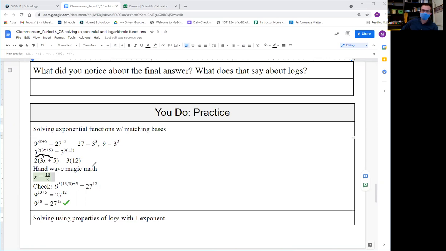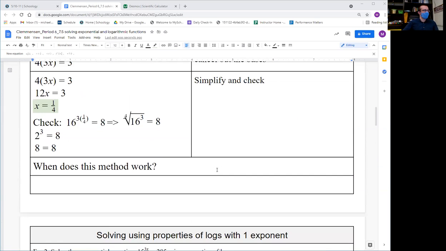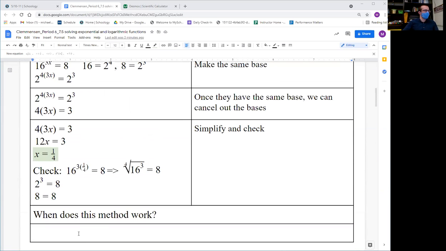Any other questions? All right. Let's clear our drawings. Let's move up to the top, back up to that first part, because we have a little answer I want to answer at the bottom. When does this method work?